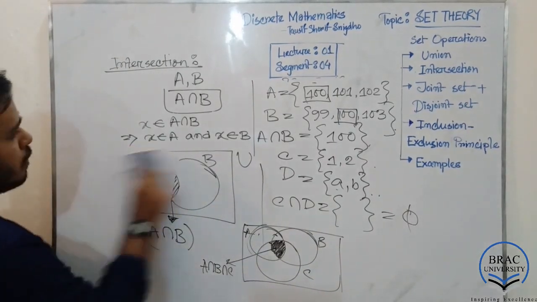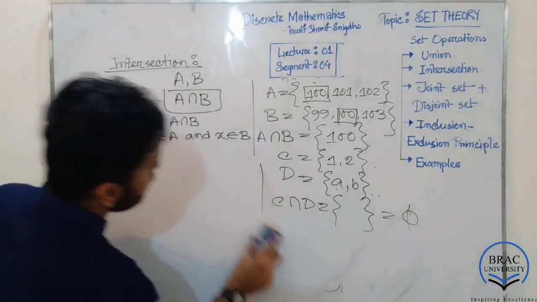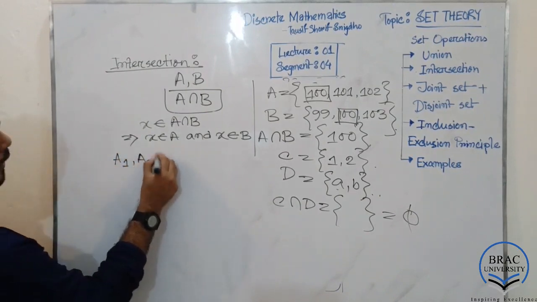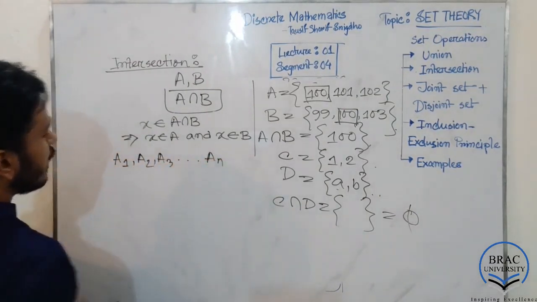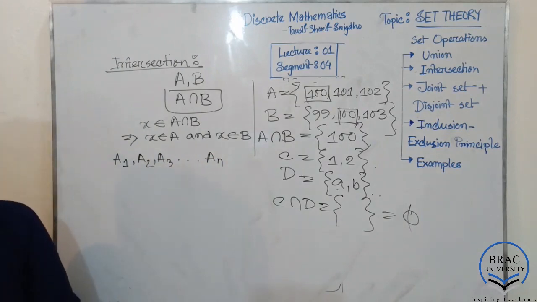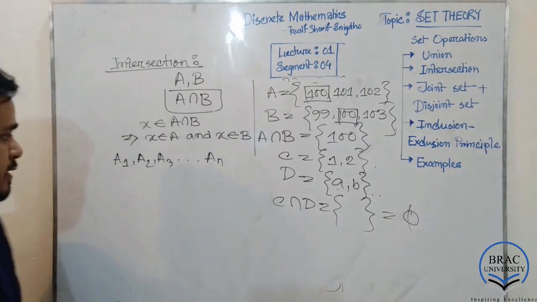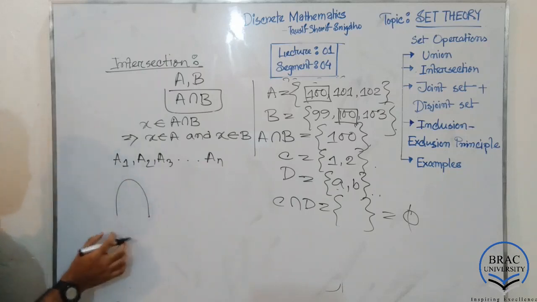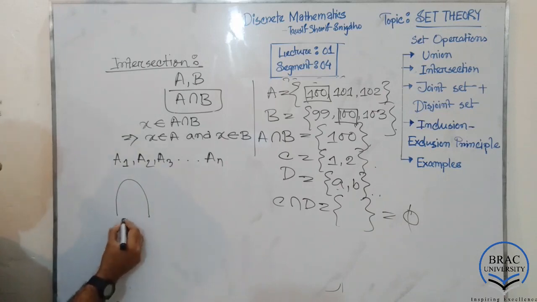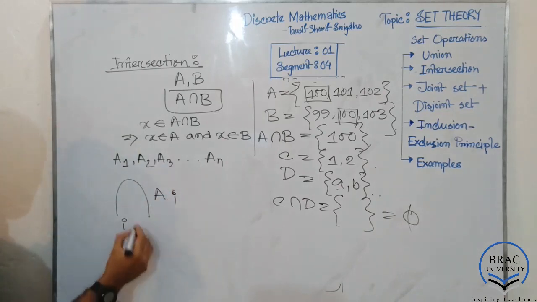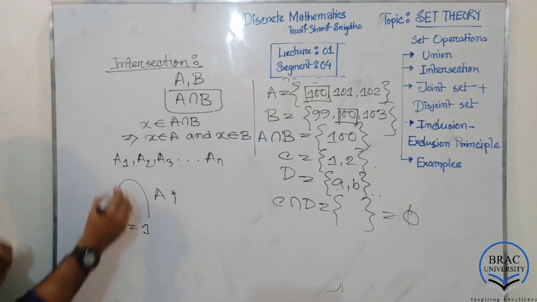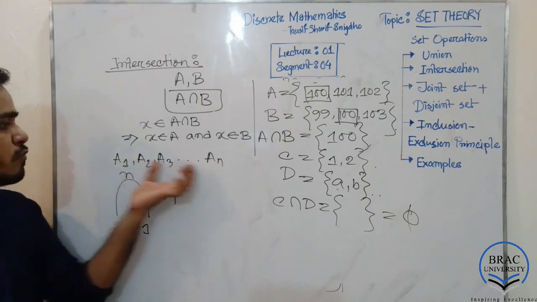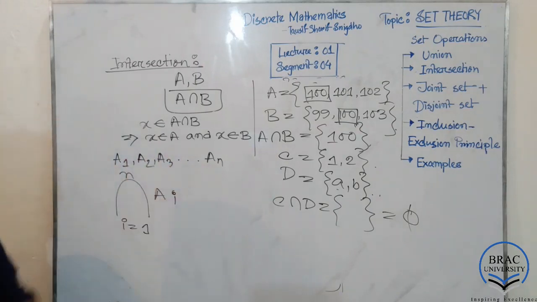Okay, so what if there are multiple sets like A1, A2, A3 till AN? How do we denote the intersection of all of these sets? We denote it like this. There will be a giant intersection sign, and the intersection of Ai, that is, i equals 1 to N, right? This refers to the intersection of all of the sets starting from A1 to AN.